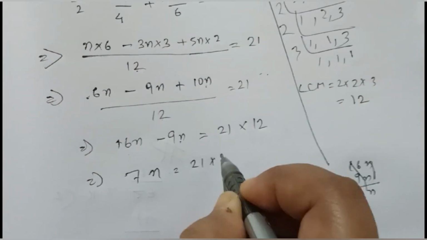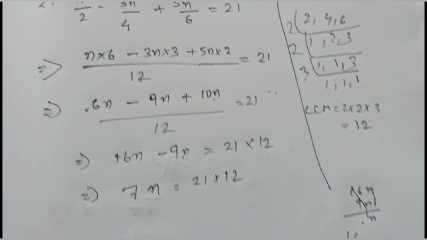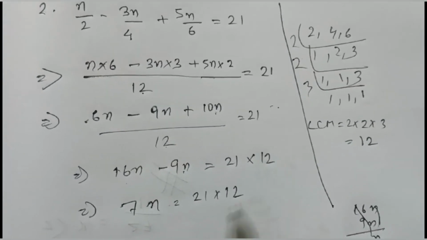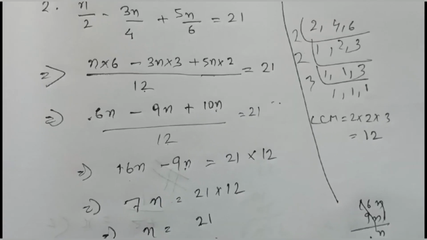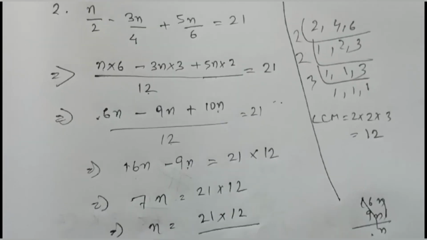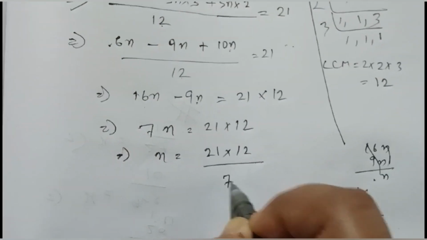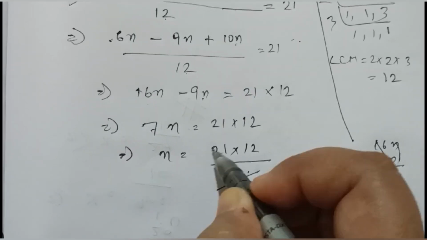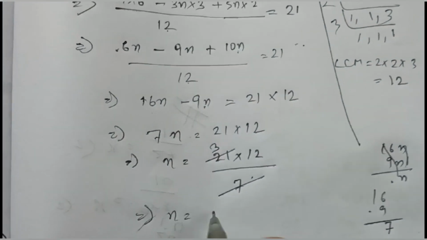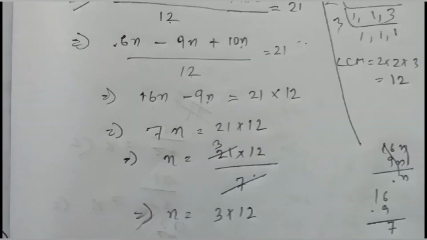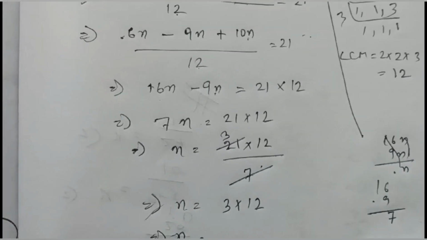So 21 into 12 we will not multiply, we will do it like this only. Then n we write here and this 7 comes down. 7 threes are 21. That means n is equal to 3 into 12. So how much will you get?